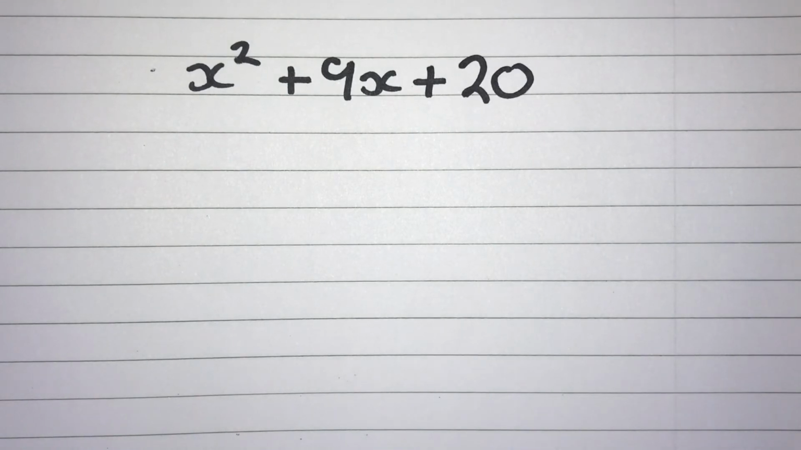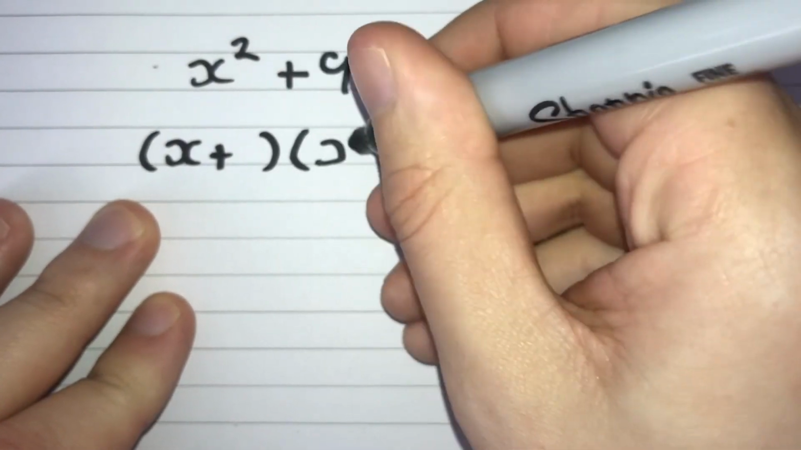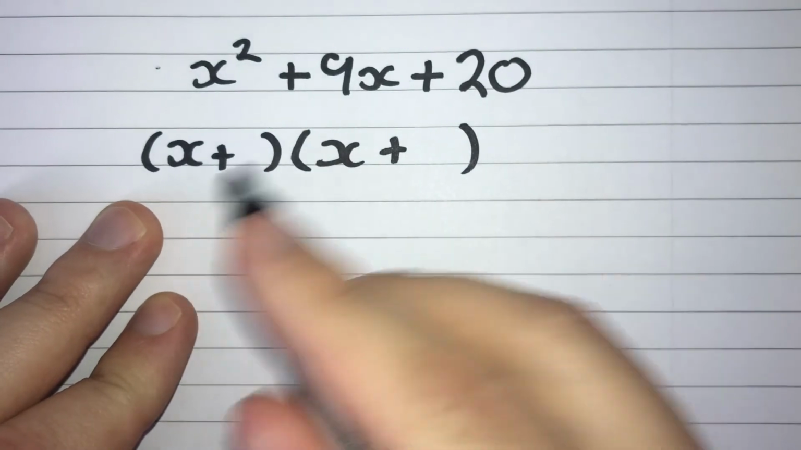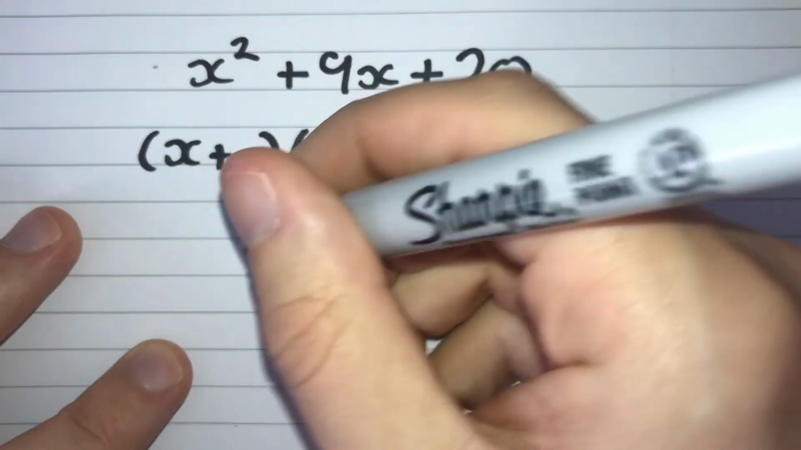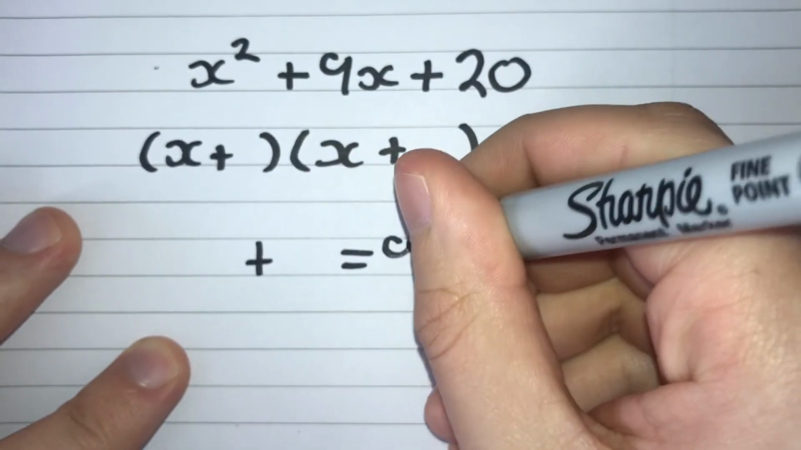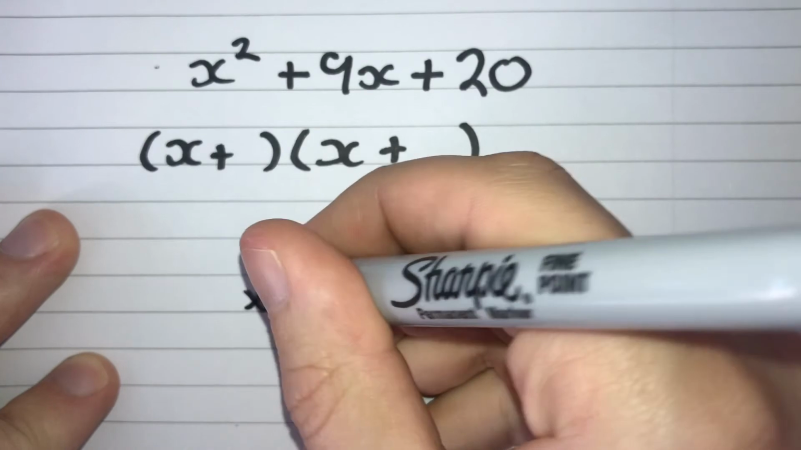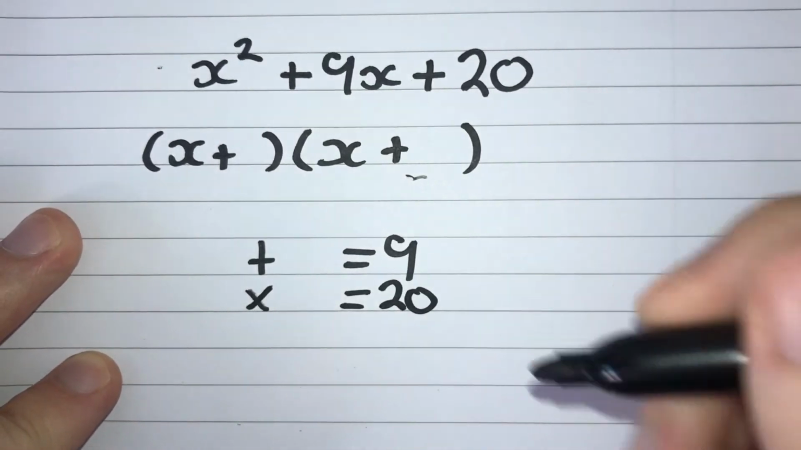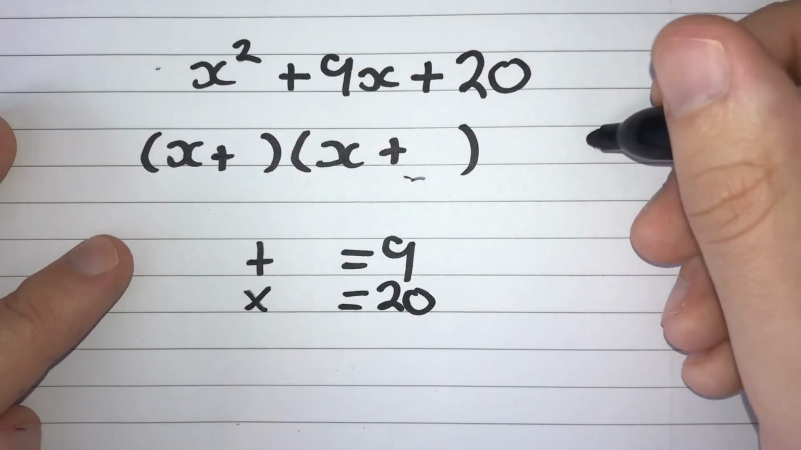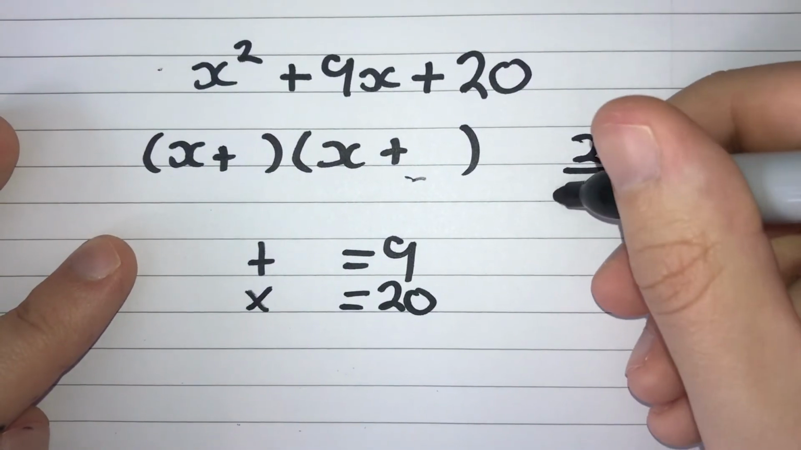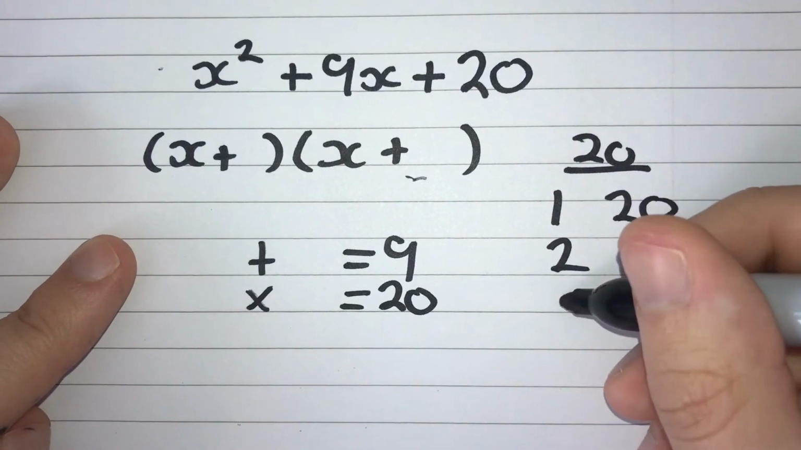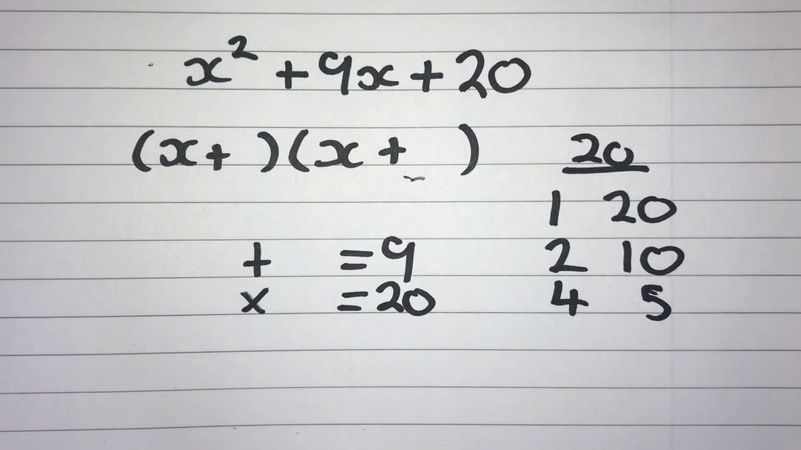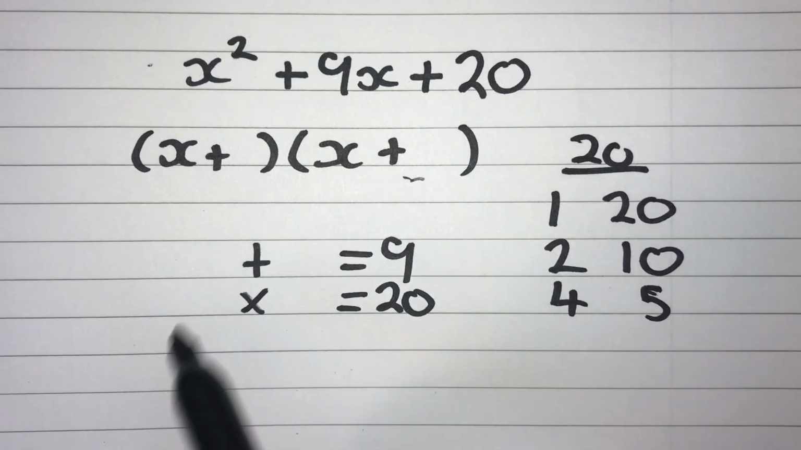Okay, so of course we know we're going to get an answer of the form x plus something, x plus something. And to find out what those two numbers are, we need to think, well, they've got to add up to make 9. And they've got to multiply together to give us 20. So let's think of our factors of 20. Well, we could, of course, have 1 and 20. We could have 2 and 10. Or we could have 4 and 5. Now let's check which one of these works.